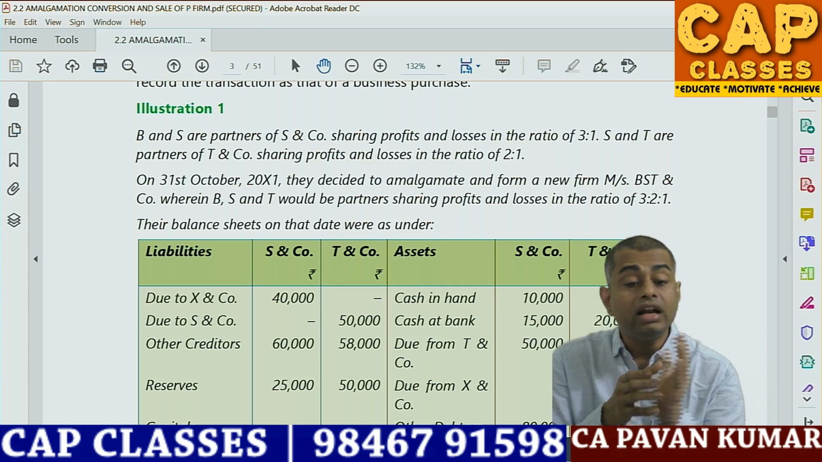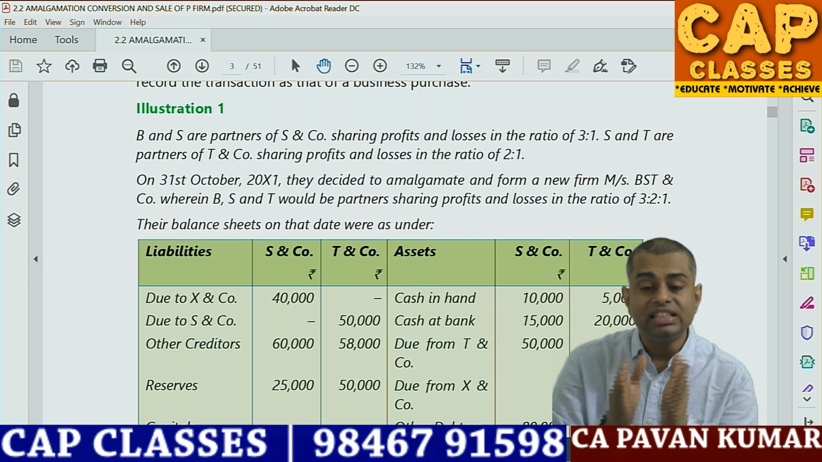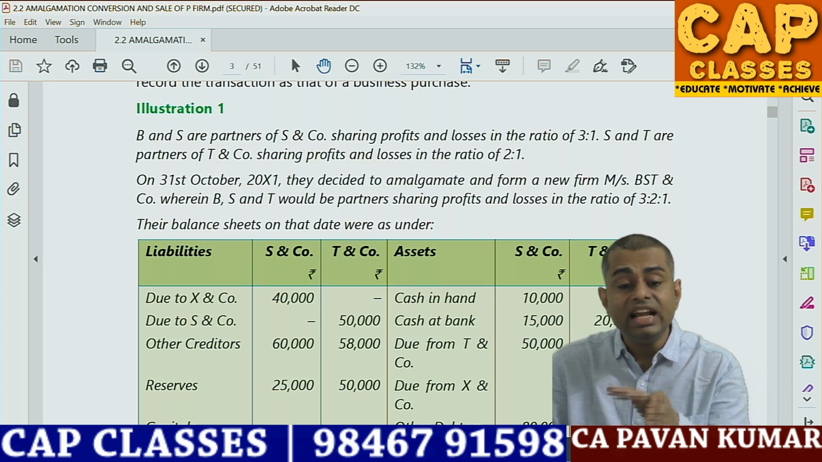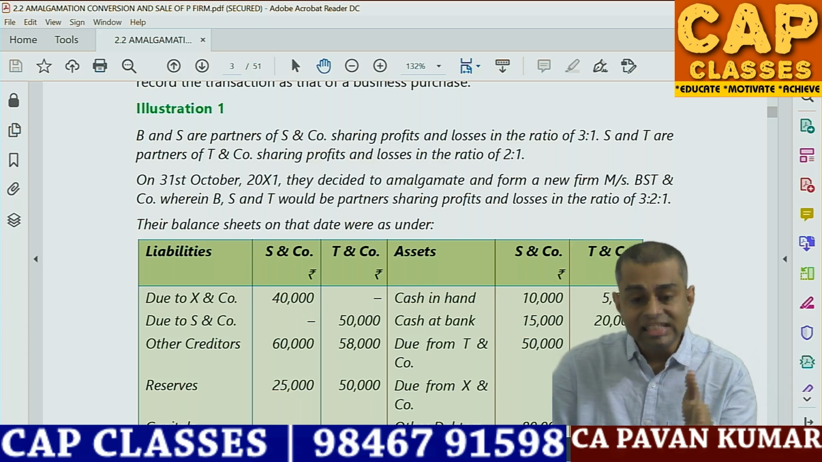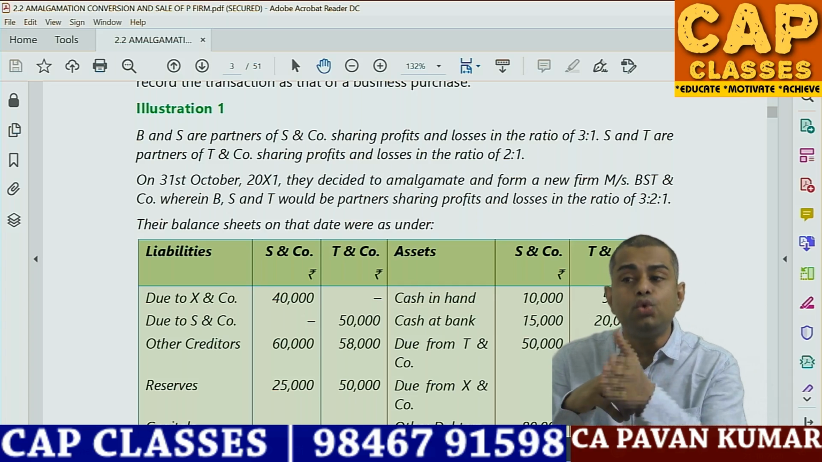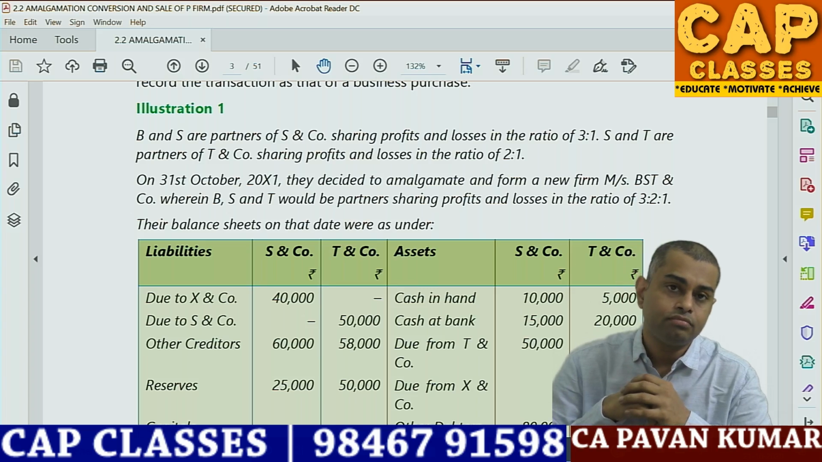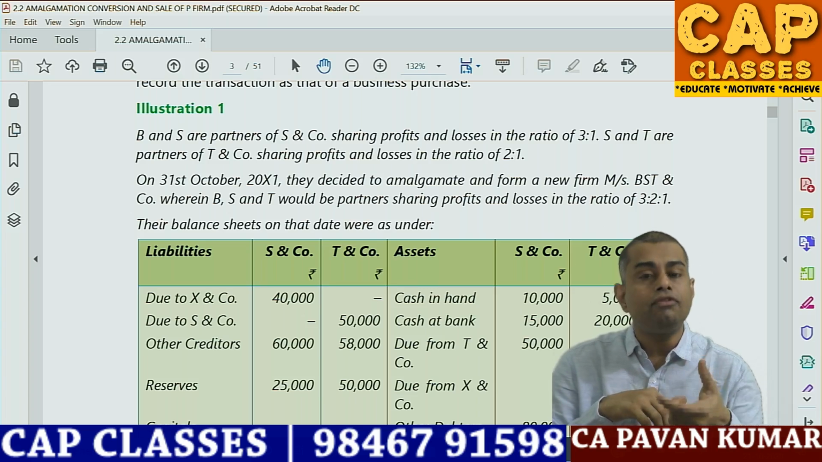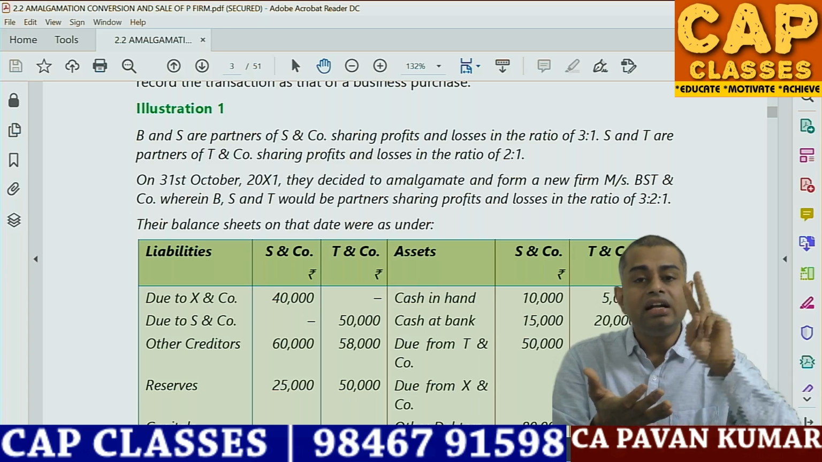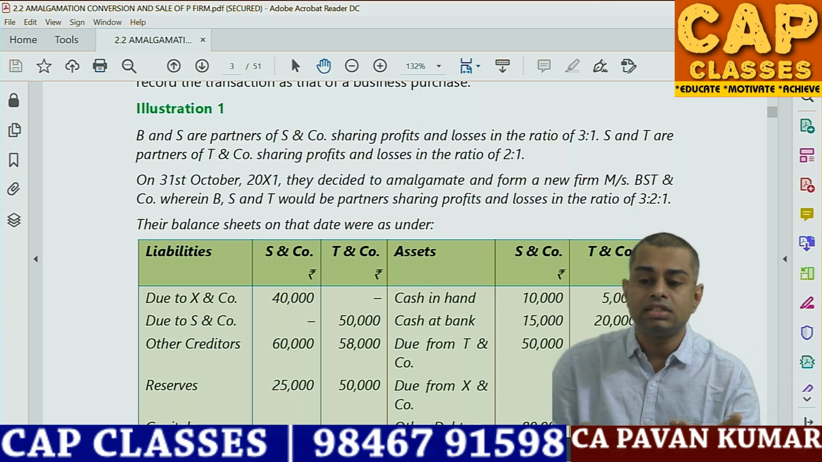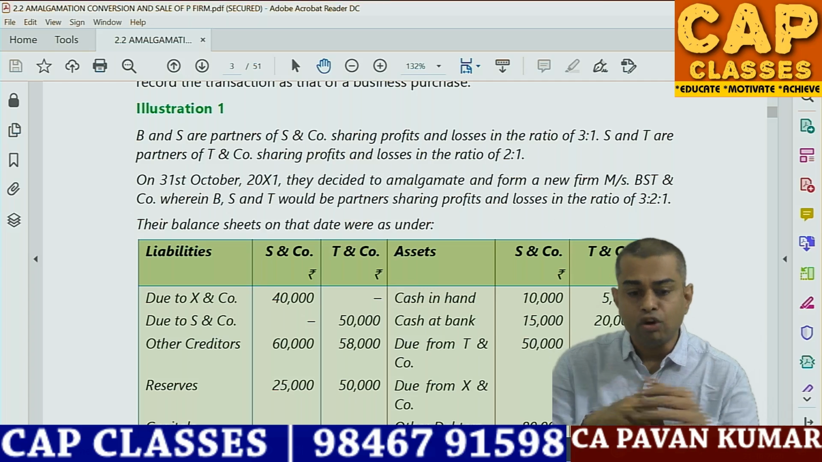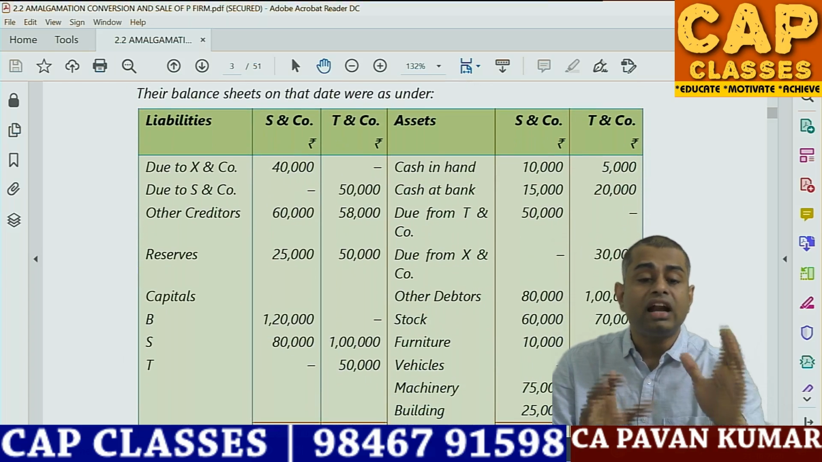Then on 31st October 2011, they decided to amalgamate and form a new firm, Messrs. B, S, T and Company, wherein B, S and T would be partners sharing profits and losses in the ratio of 3:2:1. This is the new ratio. So who are the transferor firms? Transferor means the one who is selling the business. So S and Company, T and Company are transferors. Then B, S, T and Company is the transferee. The balance sheets as on the date were as under.